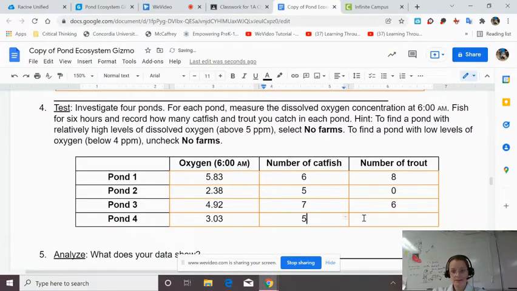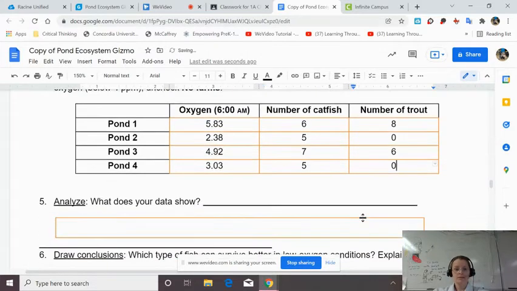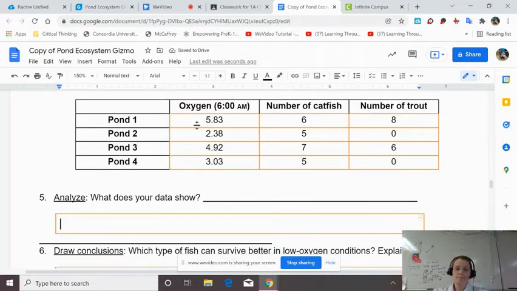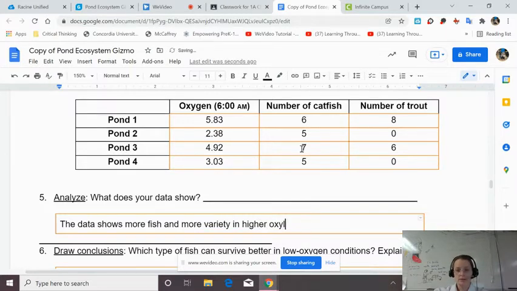5 and 0. So what does our data show? If we look at the high oxygen, we caught lots of fish. The 2 with the lowest, we caught only catfish, no trout. So data shows more fish and more variety in higher oxygen levels. Just what we thought.